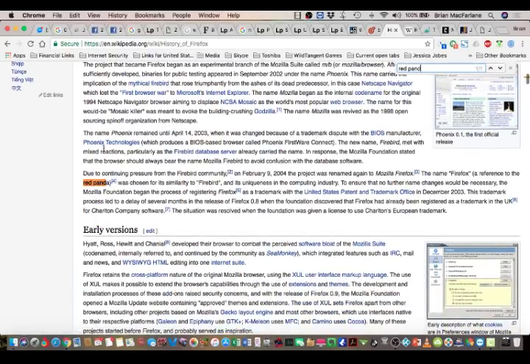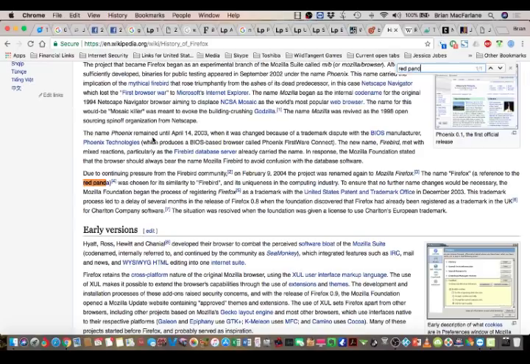Let me just read here. The name Phoenix remained until April 13. Okay, so the name Mozilla was revived as the 1998 open sourcing spinoff organization from Netscape. I knew that. Netscape Navigator. How many people had that on their system?